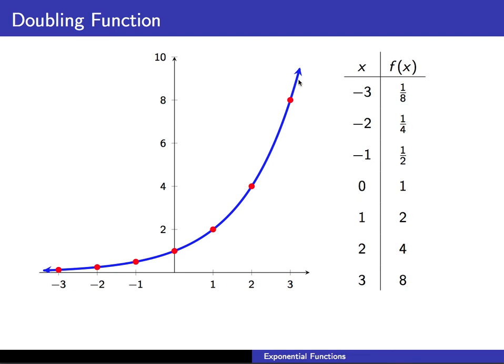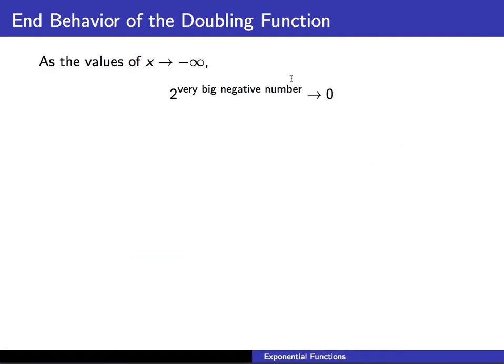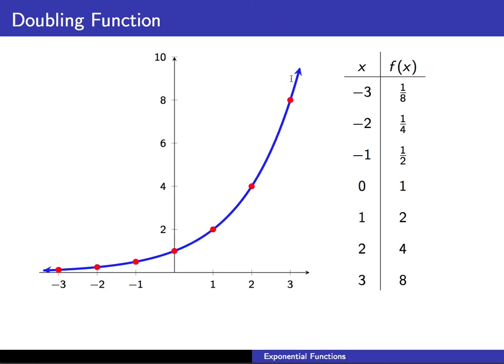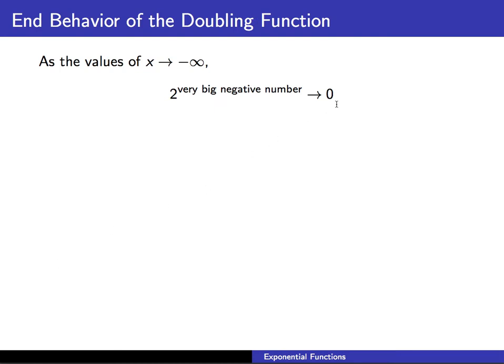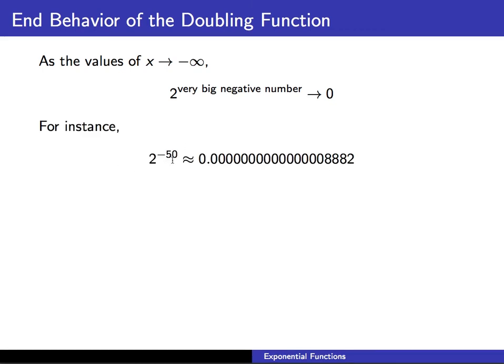So as our values of x approach negative infinity, or in other words, as our graph goes to the left, our output values are going to approach 0. So for instance, 2 to some very big negative number is going to approach 0 the larger that negative number is. So for instance, 2 to the -50th, and -50 might not be considered a very big negative number, but there's quite a few decimal places before you get your first non-zero digit. So the further out we go, the closer these outputs get to 0. So as we go to the left, our outputs approach 0.